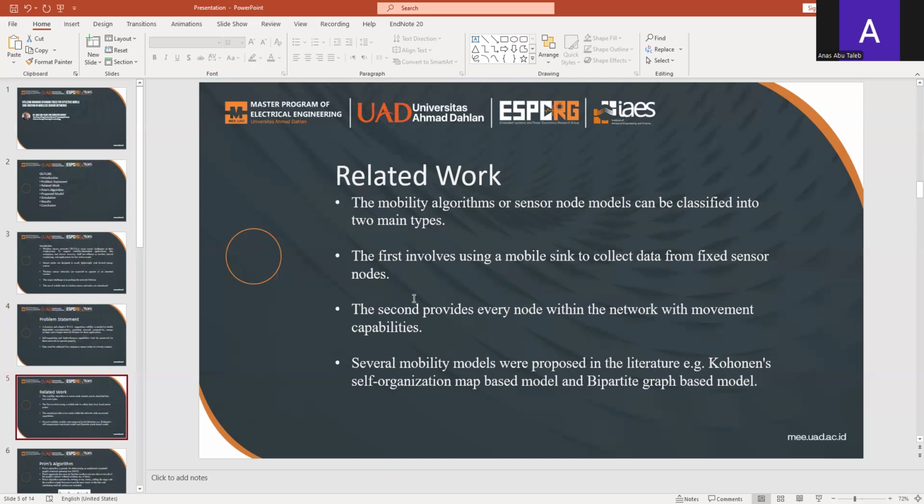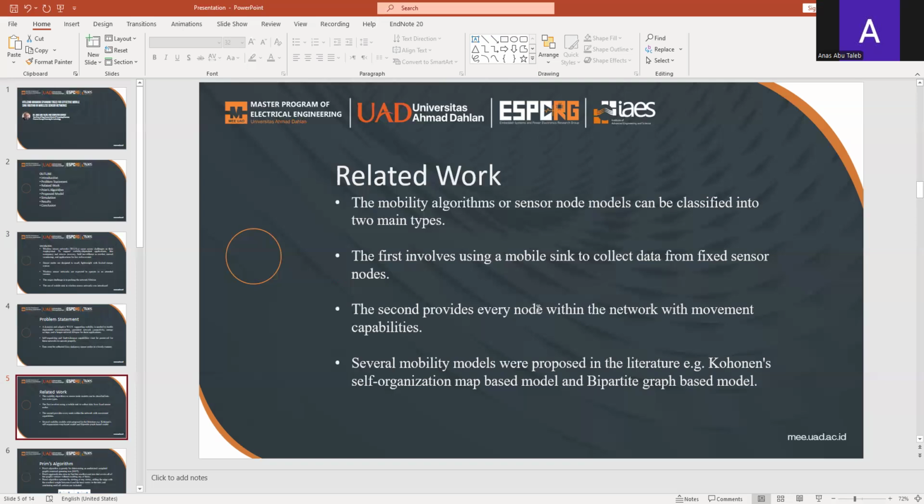In our work, we focused on the first group because it is more related to the work presented, because the paper is based on providing a single sync that will move throughout the network in order to collect data from stationary sensor nodes. Several mobility models were proposed. As an example of them, we have Kohonen's self-organizing map-based model and the pyrotograph-based model. Both models are based on the mobile sync having the following behavior.